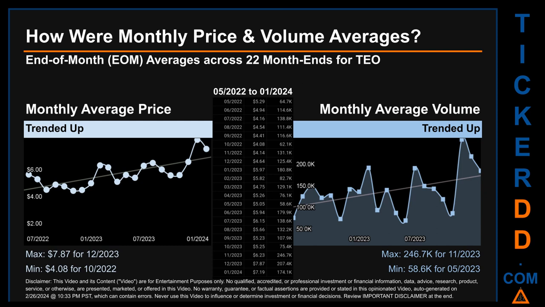How were price and volume averages for TEO? Across 445 trading days, there were a total of 22 month ends, of which monthly averages for daily price and volume were calculated. Overall, monthly price average trended up while monthly volume average trended up. The maximum end of month average price was $7.87 for 12/2023, while the minimum was $4.08 for 10/2022. Looking at volume, 11/2023 and 05/2023 respectively saw the highest and lowest monthly average volume at 246,700 and 58,600.